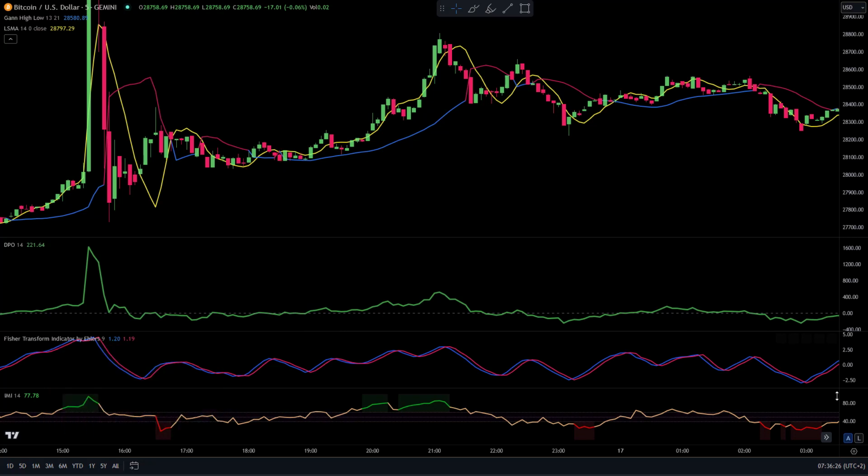For the exit signal, I will use the Fisher transform indicator and that should have a bearish crossover. This means that if it crosses down below its trigger line, then the trade should be exited.